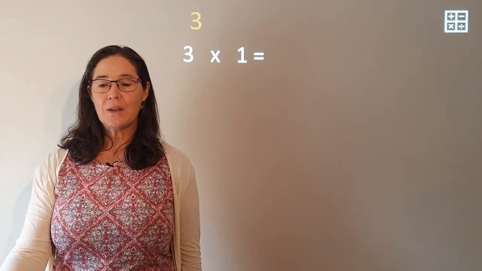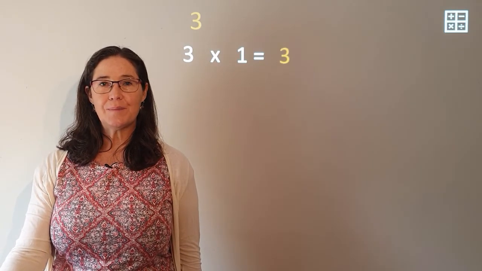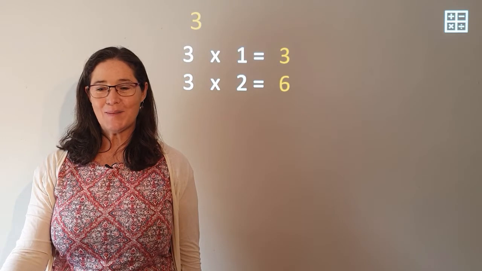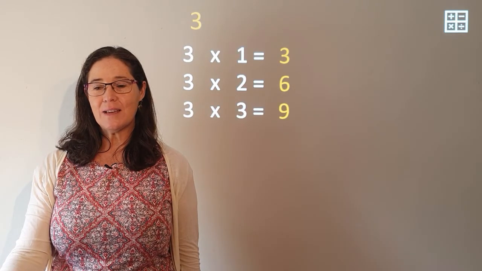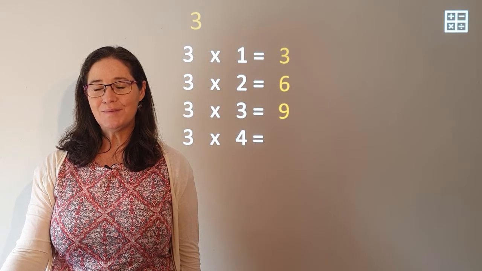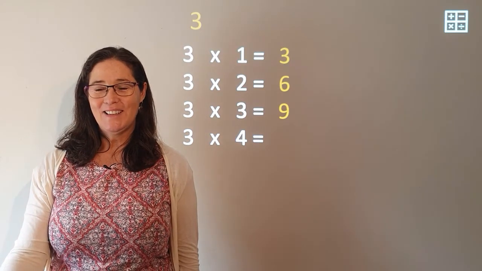All right, 3 times 1 is 3. 3 times 2 is 6. 3 times 3 is 9. 4 times 3. Sorry, let's try that again.